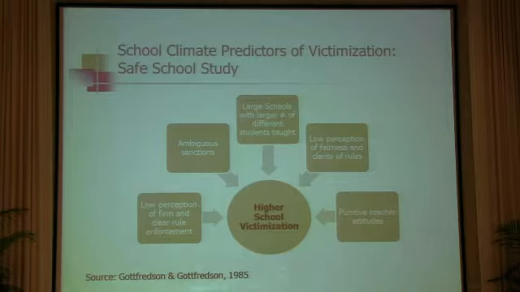First, large school size and number of different students taught by the typical teacher. And then a number of different aspects of school discipline management, things like low perceptions of firm and clear rule enforcement, the use of ambiguous sanctions in response to misbehavior, low perceptions of fairness and clarity of the rules, and so forth.